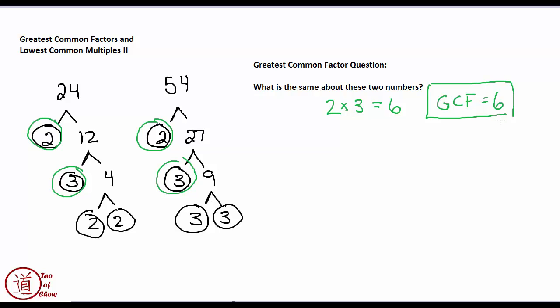Now, to find the lowest common multiple, we need to consider not only what's the same about the numbers, but also include what's different. Because the lowest common multiple of these two has to also be a multiple of its greatest common factor. But how much of a multiple of its greatest common factor? What we do is we look at the differences. So we're going to consider a different question, the lowest common multiple question.